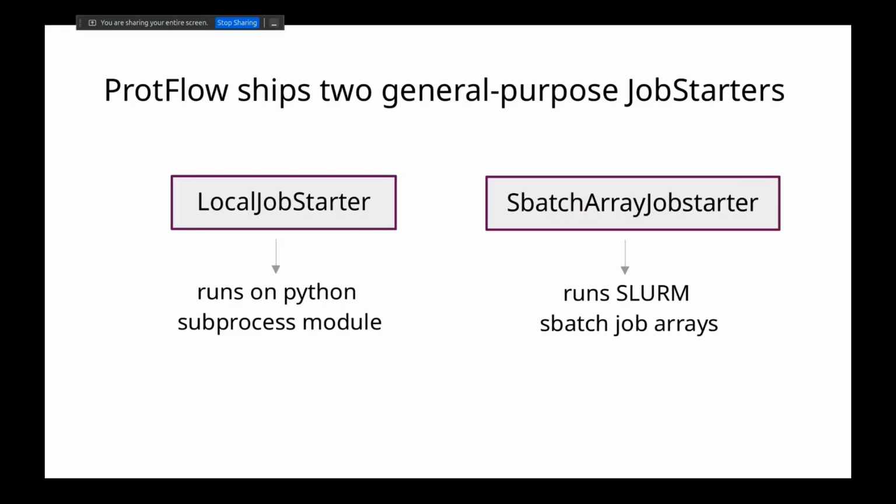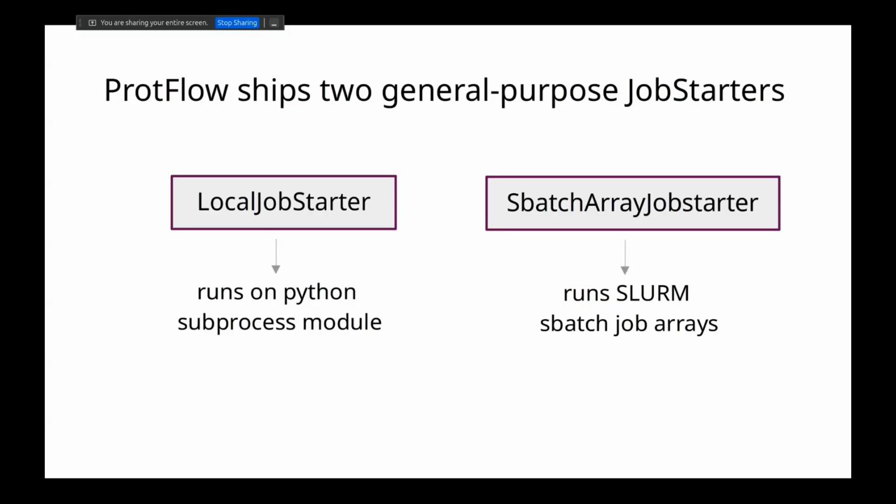And the second one is an SBatch JobStarter. This is for when we want to move our Python pipelines or ProtFlow pipelines onto computing clusters. This is basically just for the Slurm scheduler. It can also schedule everything in parallel, just to run everything with SBatch job arrays.